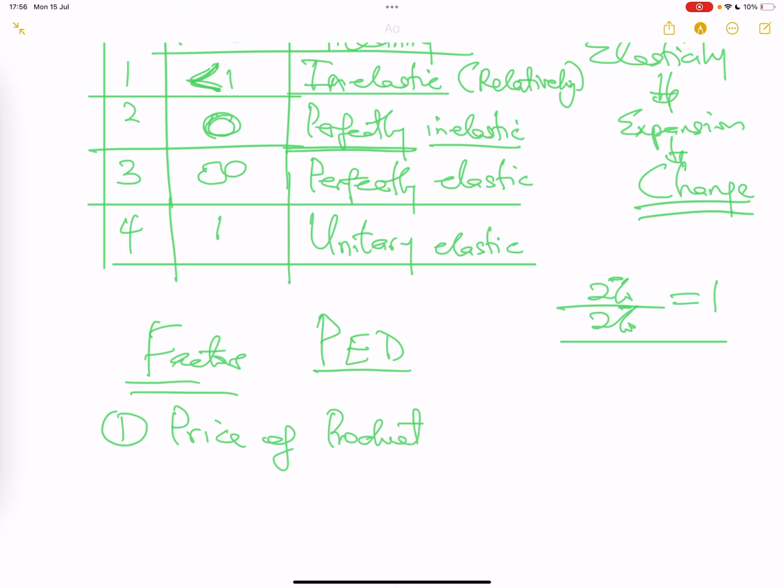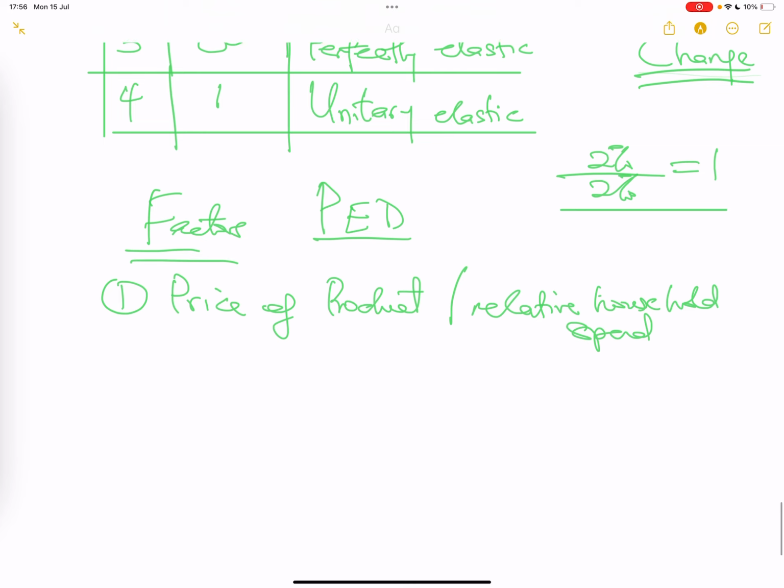So you can't look at the price of a product in isolation, but always look at it relative to household spend. And I'll explain this to you. What this means is, imagine in your house you spend $1,000 in a month to buy groceries.